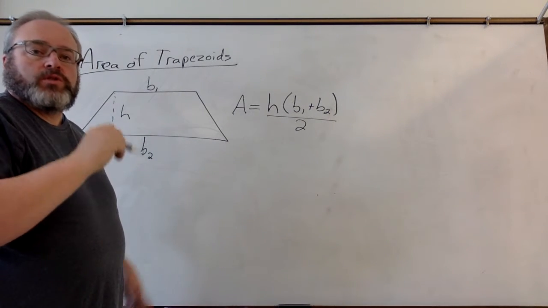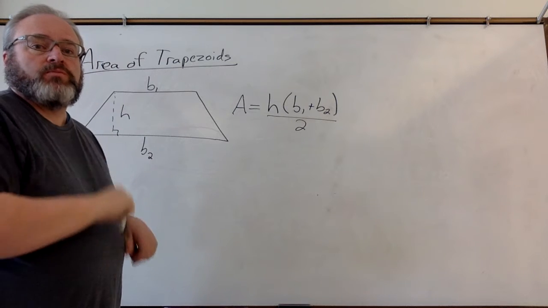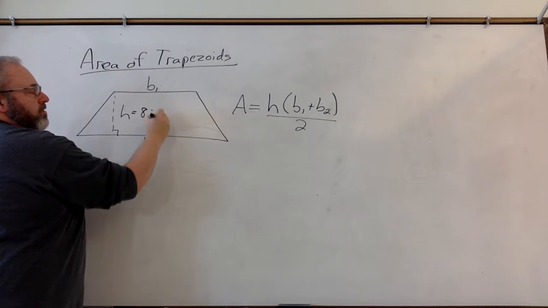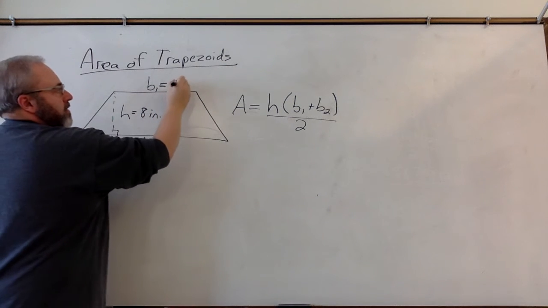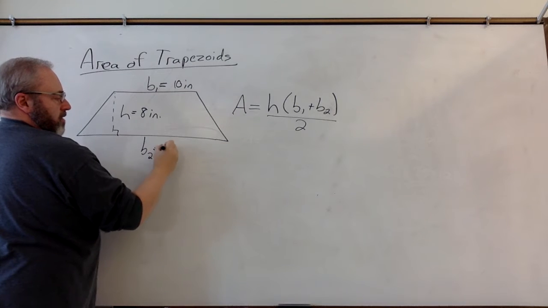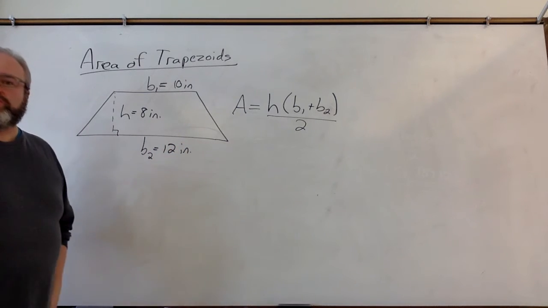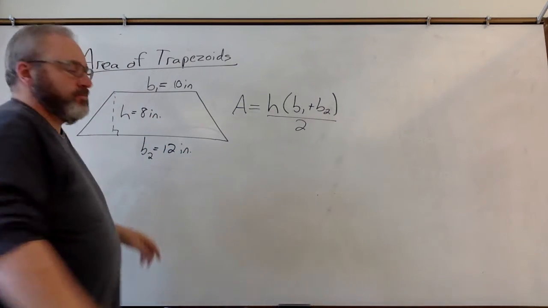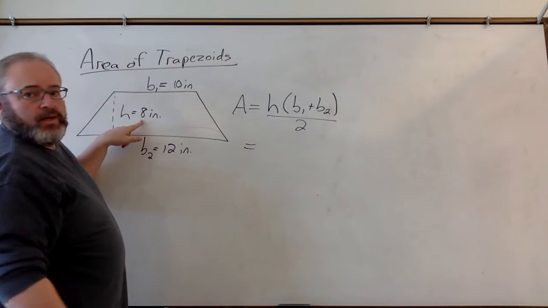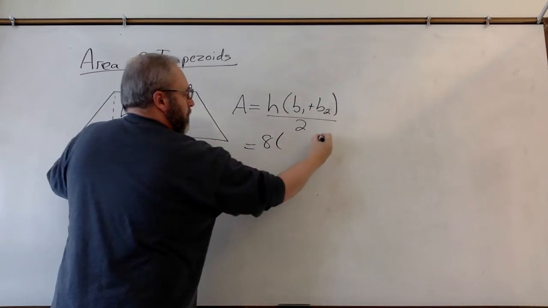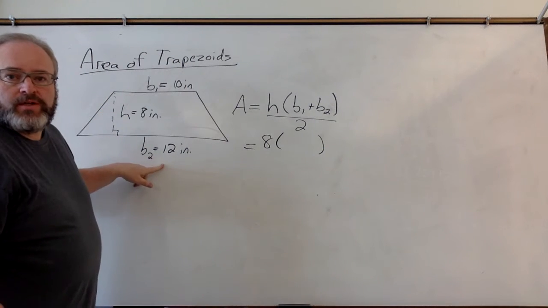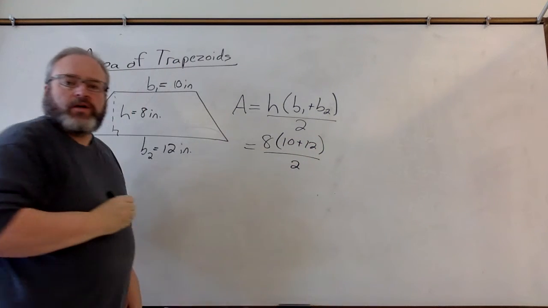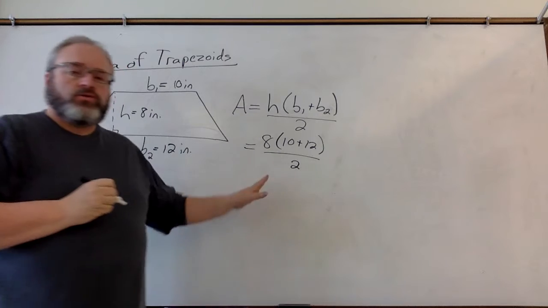So in order to do this, we need a problem with those numbers. So let's put some numbers on here. Let's say our height was 8 inches. Base 1 is 10 inches. And base 2 is 12 inches. All we have to do is take those numbers and plug them into our little formula here. So the height is 8. Base 1 and base 2 are 10 and 12. I'm going to add those. Divide by 2, sorry.